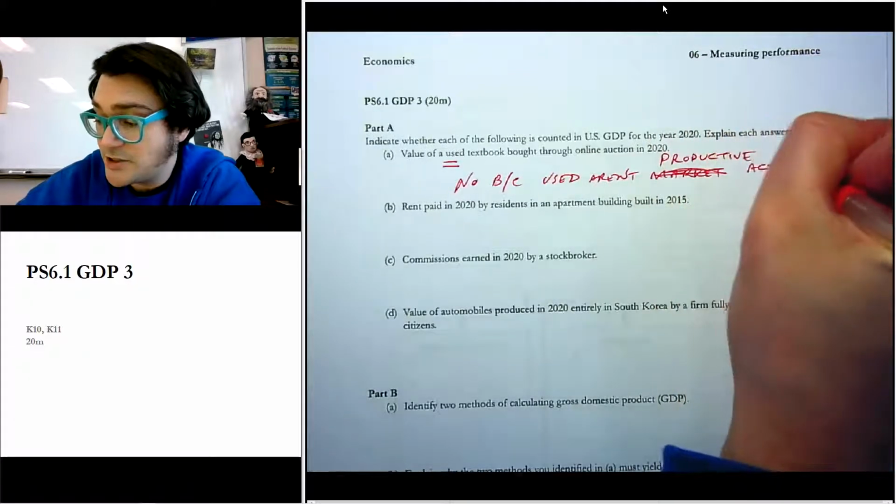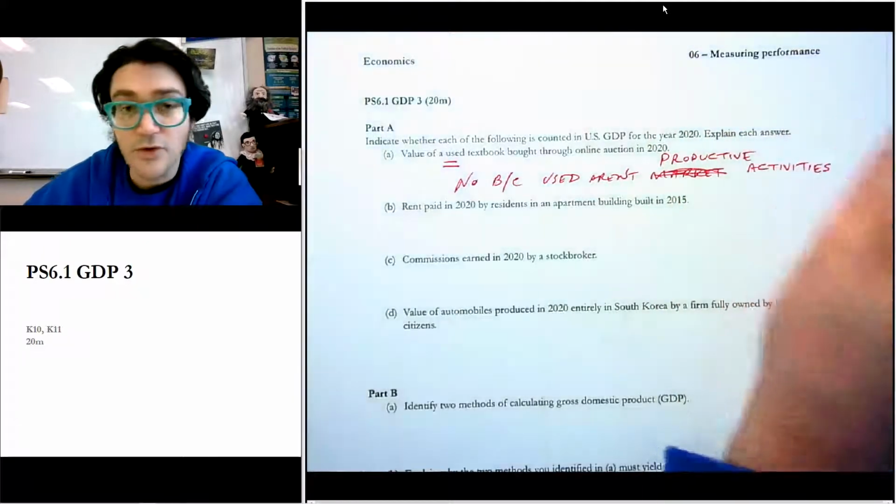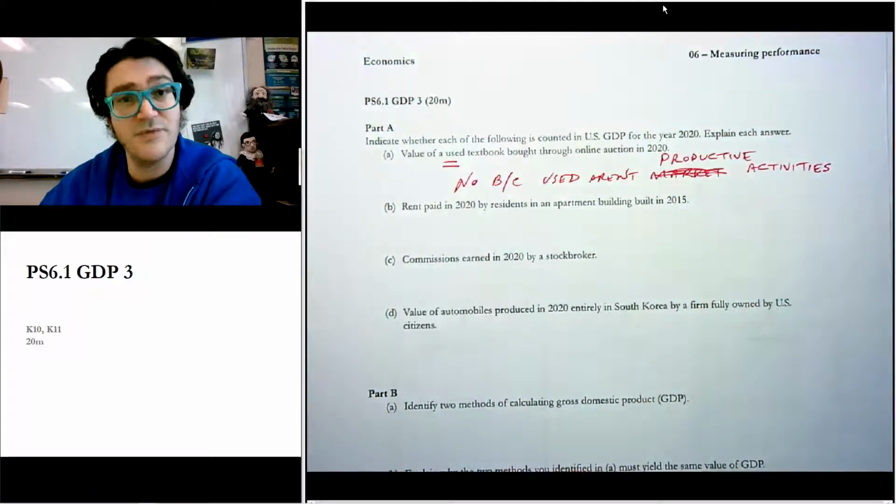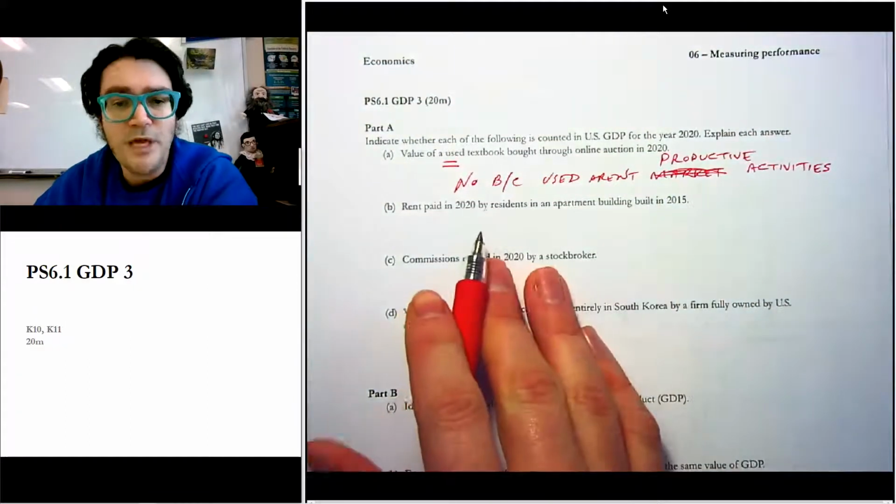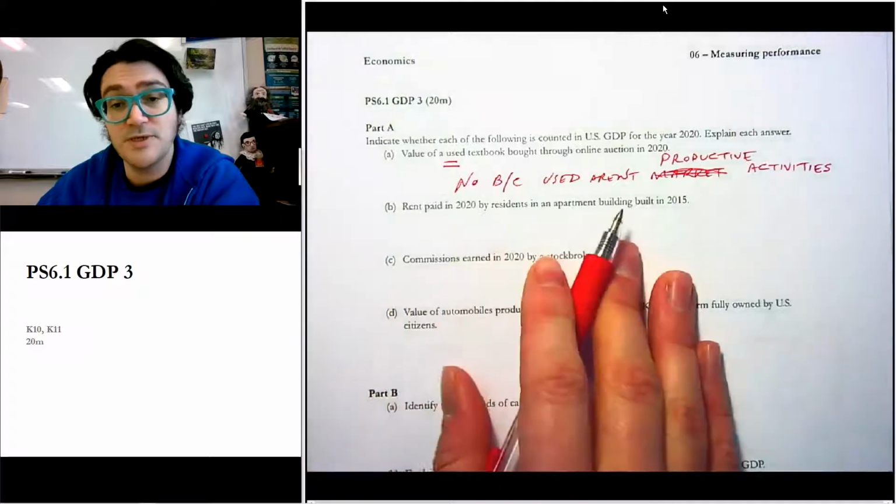or we actually maybe should say aren't productive activities. And we're not using that in a judgmental way. You know, there's value in it. It's just that it's not producing something new. We've already counted it. Part B, rent paid in 2020 by residents in an apartment building built in 2015.